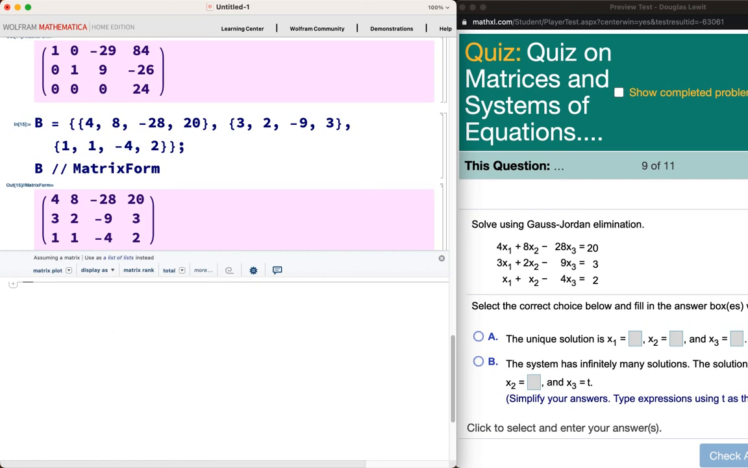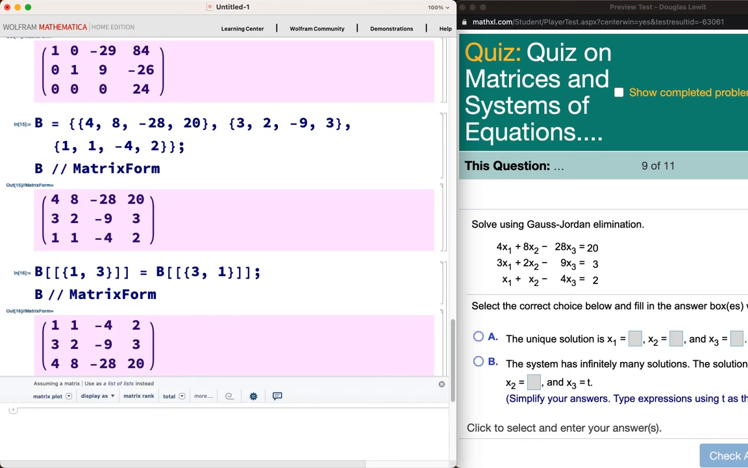helpful. Okay, so we're going to swap the first and third rows, and the reason I'm doing that is because I want the number in the upper left of the matrix to be a 1. So we're going to swap the first and the third rows.